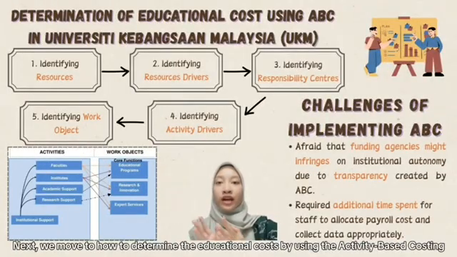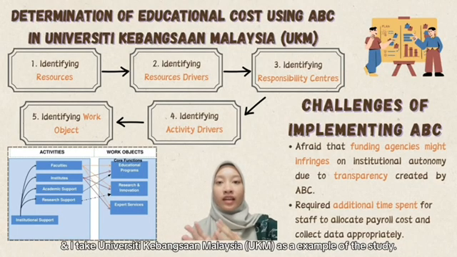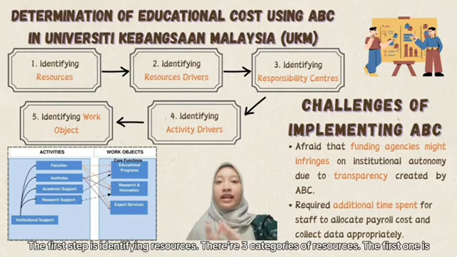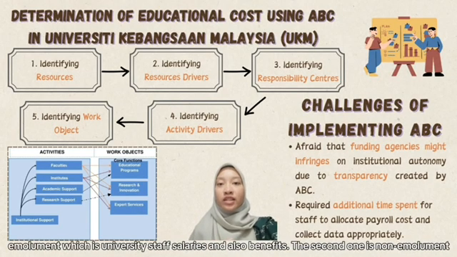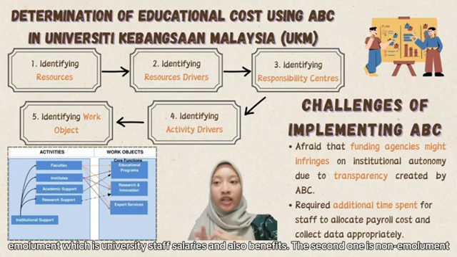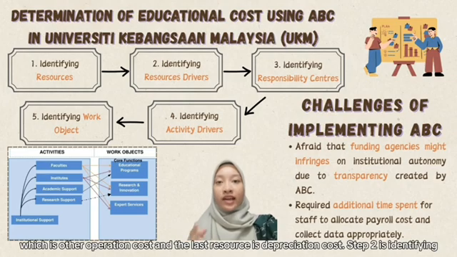Next, we move to how to determine the educational costs by using activity-based costing. I take Universiti Kebangsaan Malaysia, UKM, as the example of the study. The first step is identifying resources. There are three categories of resources. The first one is emolument, which is university staff salaries and also benefits. The second one is non-emolument, which is other operation costs. And the last resource is depreciation costs.